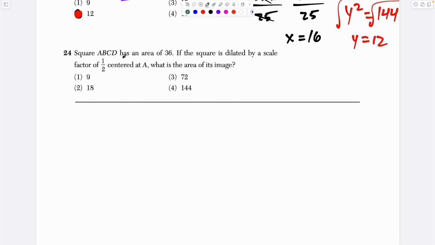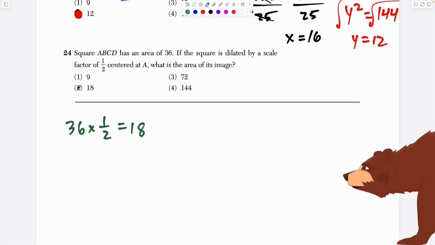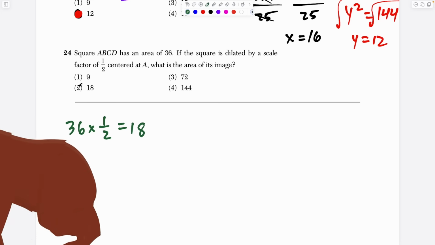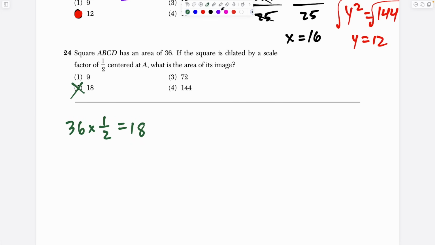Question 24, square ABCD has an area of 36. If the square is dilated by a scale factor of 1/2 centered at A, what is the area of its image? So for this question, it's very tempting to just take the area 36 and multiply it by the scale factor 1/2 and say 36 times 1/2 is 18, so choice 2. But be careful, choice 2 is a very dangerous bear trap.